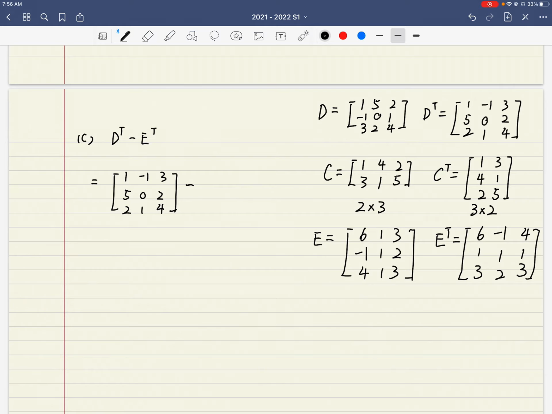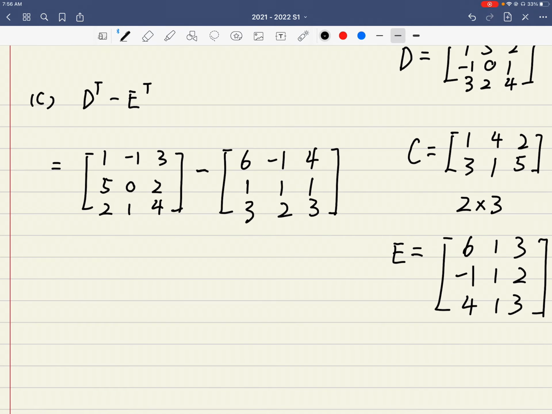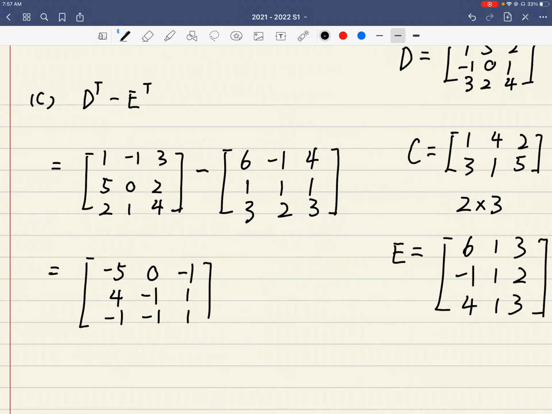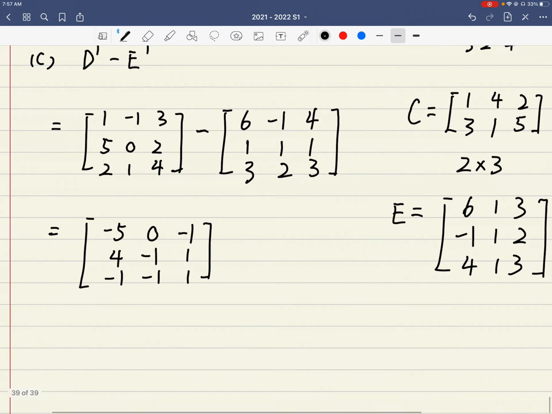Okay, so D transpose minus E transpose. For the matrix subtraction, it's very easy, right? It's just a number minus this number, it becomes the result. So 1 minus 6 is -5. Here, -1 minus -1, it is 0. Right here, 3 minus 4, it is -1. So do the same thing for every entry. Right? 5 minus 1 is 4, 0 minus 1 is -1, 2 minus 1 is 1, 2 minus 3 is -1, 1 minus 2 is -1, 4 minus 3 is 1. Okay, this is part C.